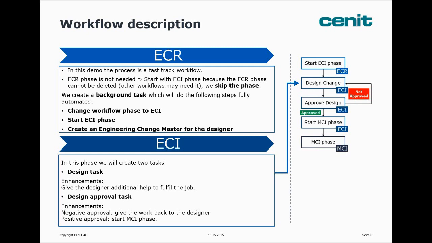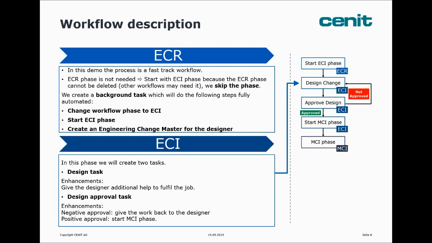In the engineering change implementation phase, we will create two tasks. One for the designer, we will call it design task, and one for the approver, we will call it design approval task. Those two tasks will also get some enhancement. For the designer, we will give him some help to do the job. So we will note down some information that perhaps he needs.